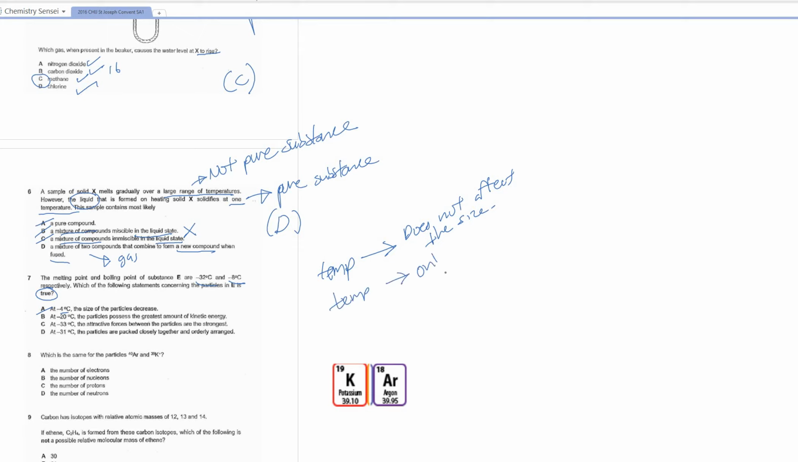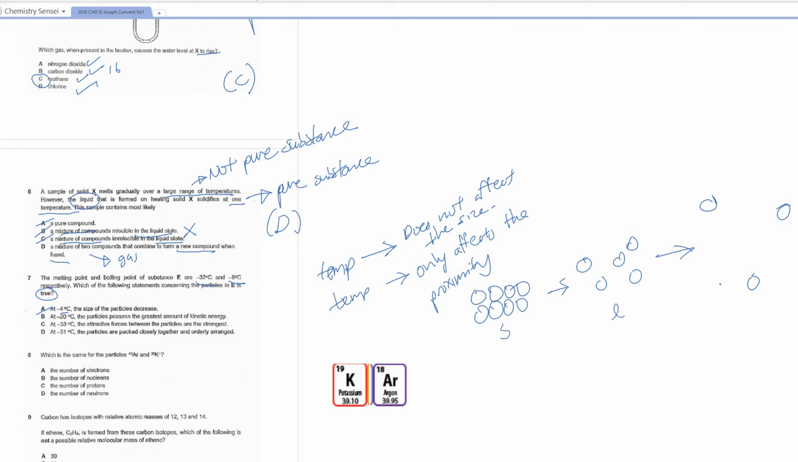Temperature only affects the proximity of the particles. That means how close or how far apart are they. So I have drawn these three diagrams. The first one is for solid state, second one is for liquid, and the last one is for gas.